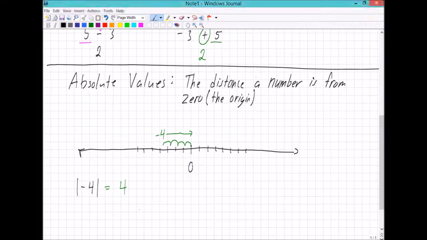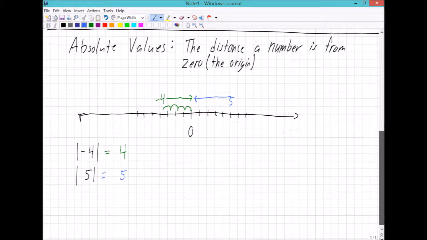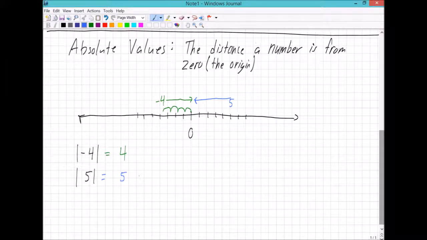Now, what about the absolute value of 5? Well, we'd do the same thing again. We would start at 5, and then we would say, okay, well, how far to the left do I have to go to get to 0? Well, I had to go 5 spaces to the left, so I would say the absolute value of 5 is 5. So one definition of absolute value is the distance a number is from 0, or the distance a number is from the origin. So the absolute value of 5 would be 5. The absolute value of -4 would be 4.